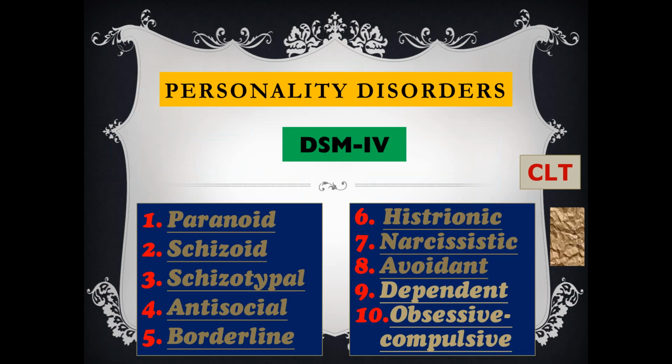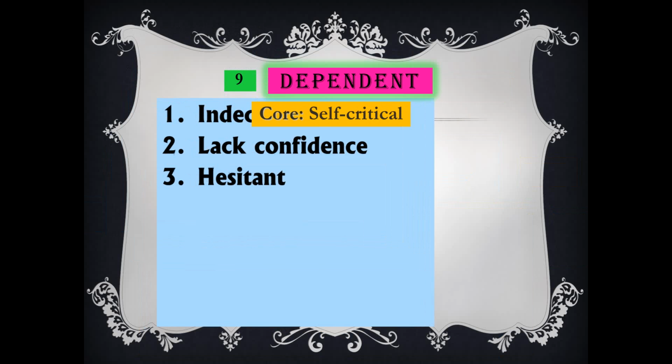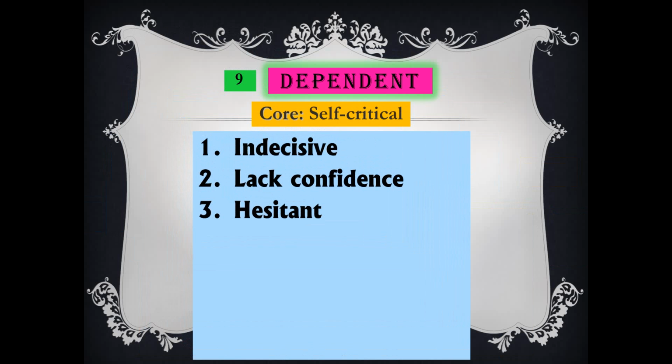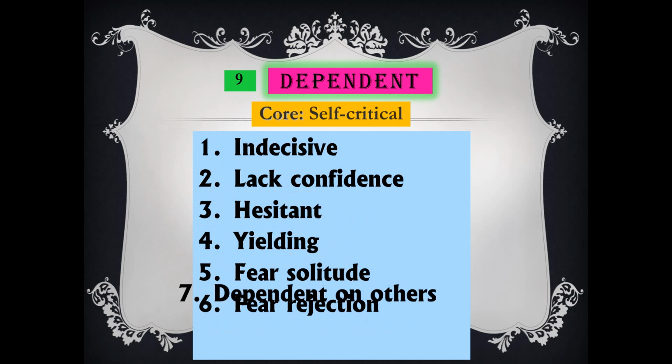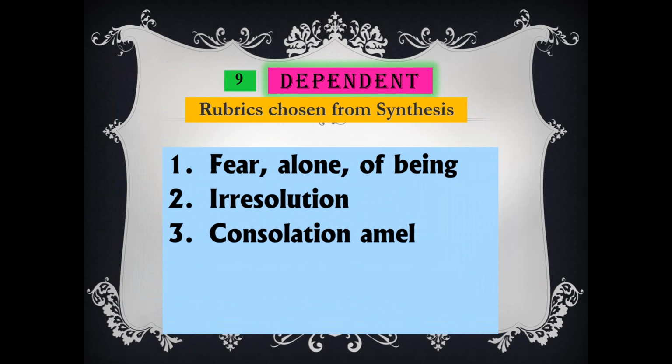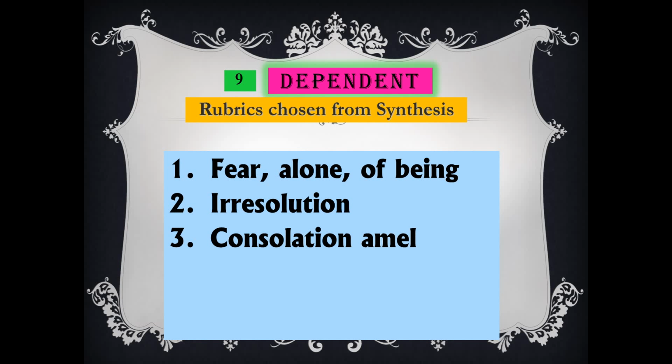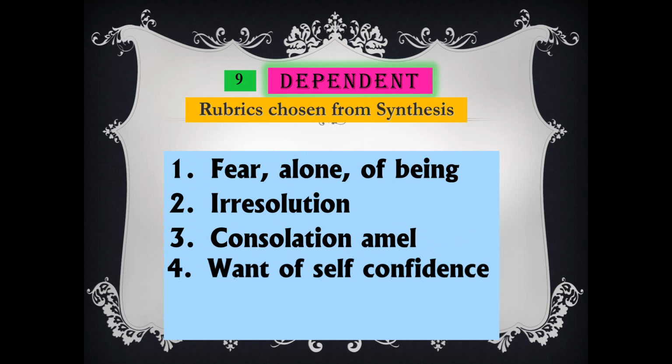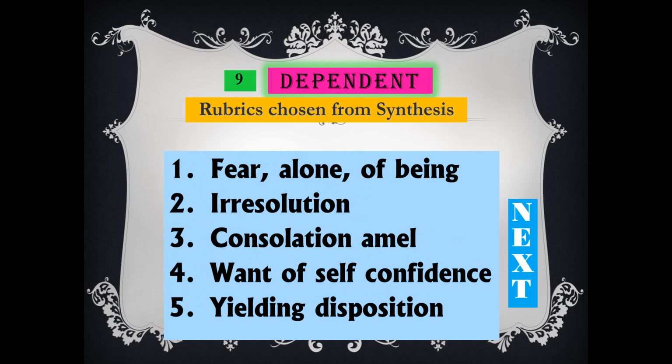That takes us to the next, dependent. The opposite of avoidant is dependent, that is indecisive. The core is self-critical. These dependent people are self-critical, indecisive, lack confidence, hesitant, then yielding. Whatever he explains, that will be understood. Then fear of solitude, fear of rejection, dependent on others. The rubrics here are fear of being alone, irresolution, which is that he cannot decide, consolation ameliorates, then want of self-confidence, yielding disposition.